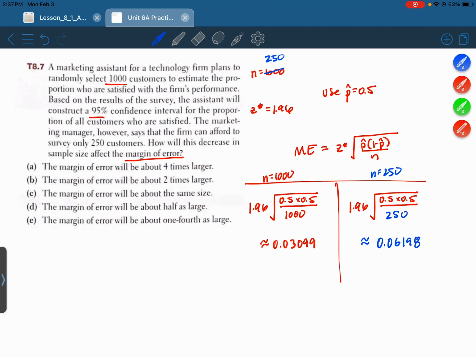To make the comparison easier, this is approximately 6%, and this is approximately 3%. So when we make the sample size smaller, the margin of error actually doubled. It's about twice as big. So here, that would line up with choice B. The margin of error is now 2 times bigger.